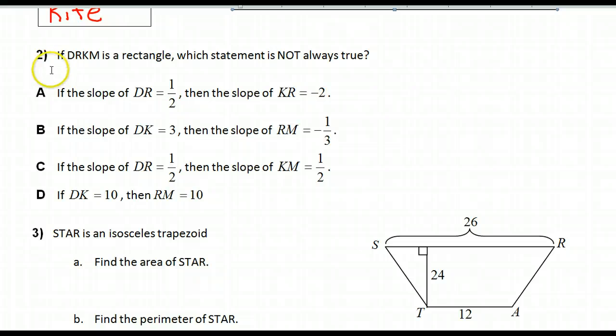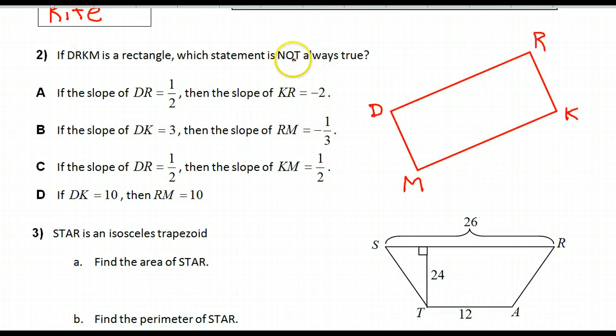Number 2, is quadrilateral DRKM. If DRKM is a rectangle, which statement is not always true? Well, let's get a picture going. Remember, we're looking for a statement that is not always true. They say, if the slope of DR is 1/2, then the slope of KR is -2. So here's KR, and that slope would be -2.